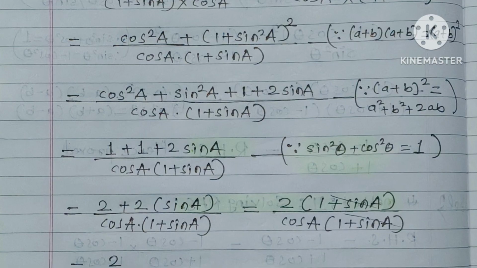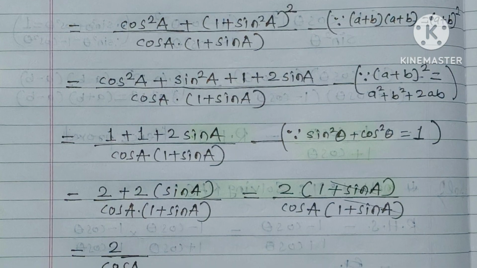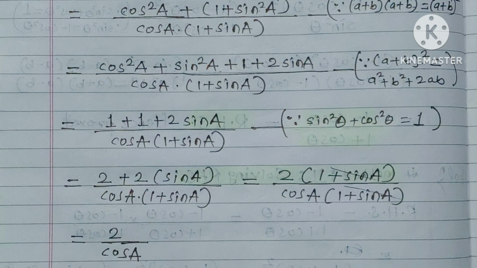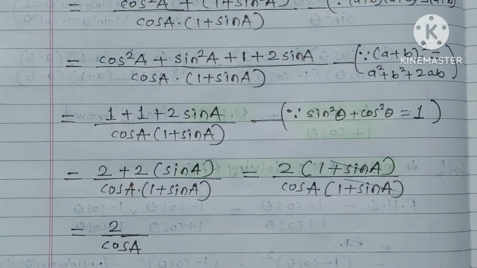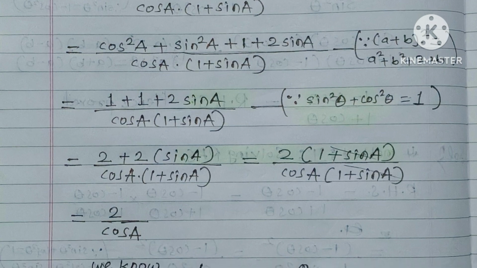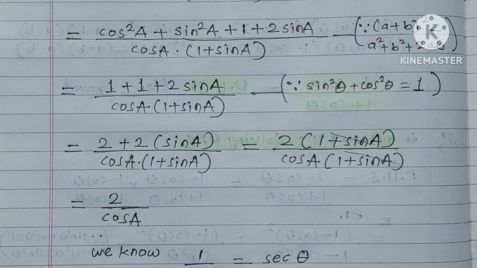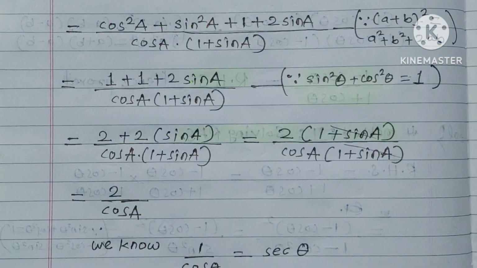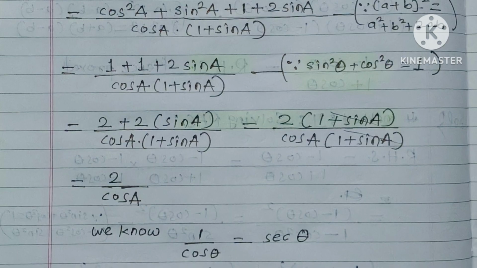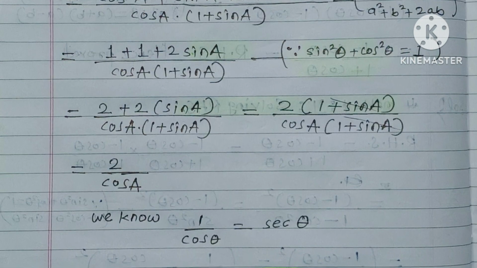We also know the trigonometric identity, which is sin square A plus cos square A is equal to 1. So substituting the value, replacing cos square A plus sin square A by 1, we'll get 1 plus 1 plus 2 sin A divided by cos A into 1 plus sin A. So next step, we'll get 2 plus 2 sin A divided by cos A into 1 plus sin A. Now we are taking 2 as common in the numerator, and we'll get 2 into 1 plus sin A divided by cos A into 1 plus sin A.